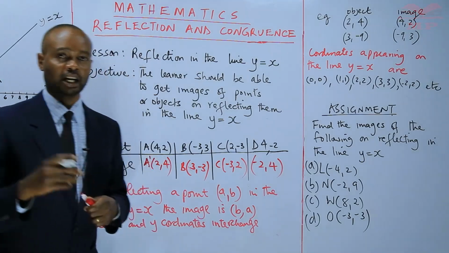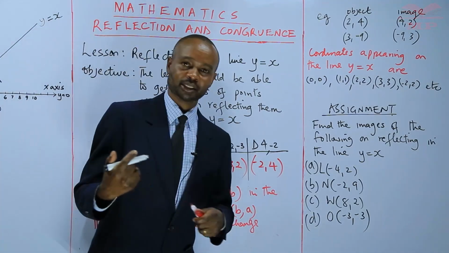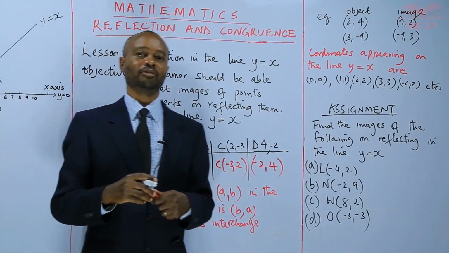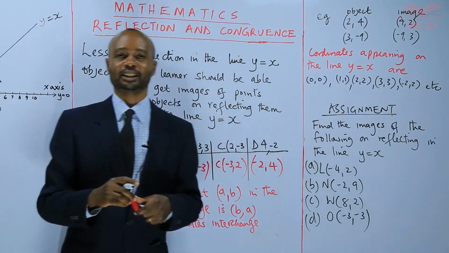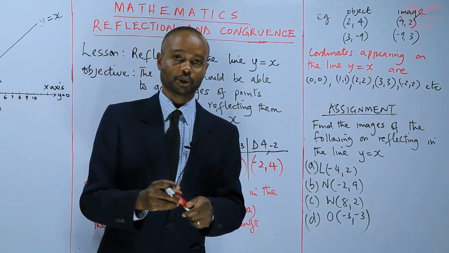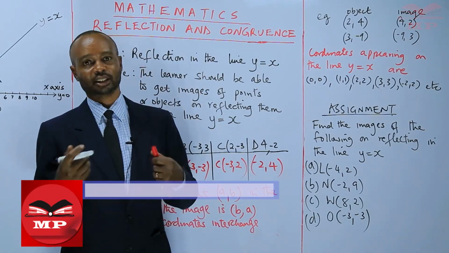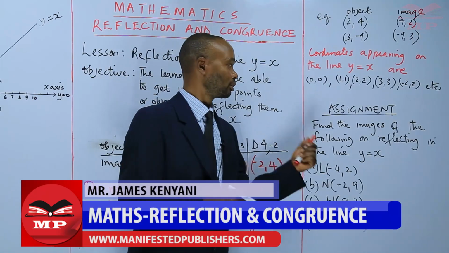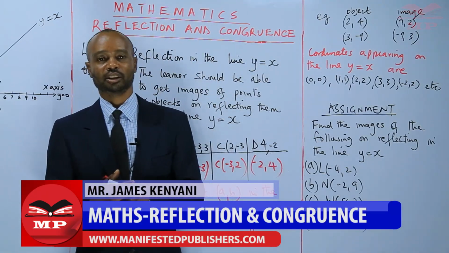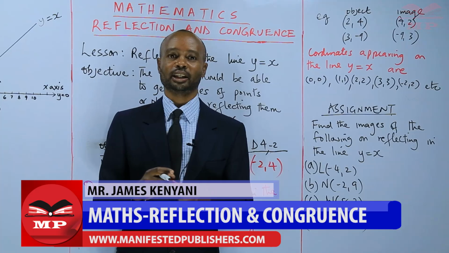And as usual, find a good example by laying that on the Cartesian plane in your graph book. At that juncture, I close the lesson. Go through the assignment given, and let's meet in the next lesson.